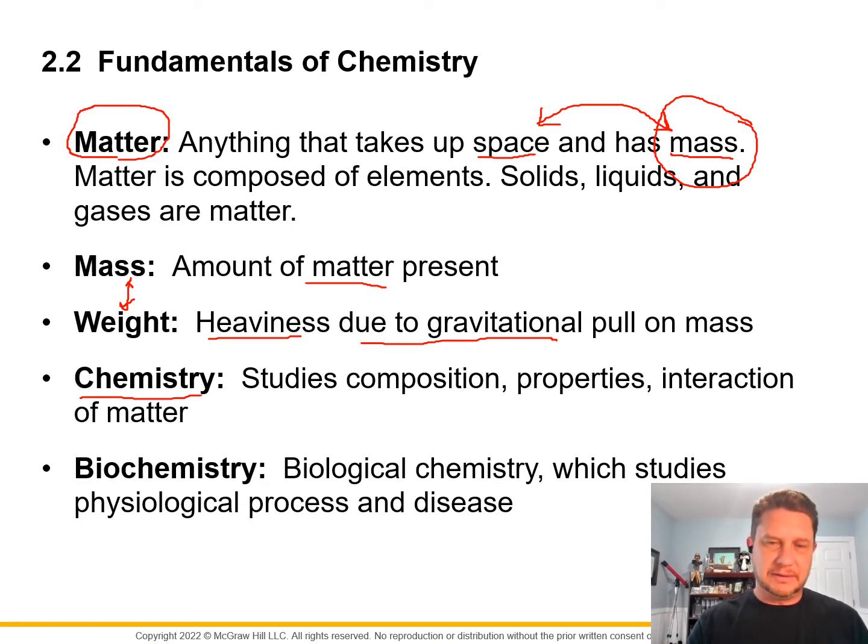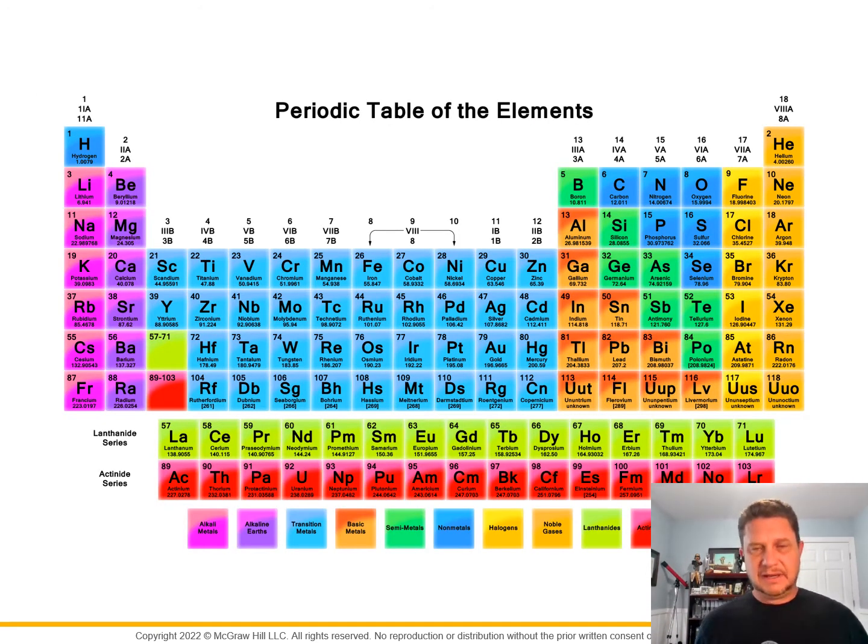Biochemistry is the study of the chemistry of life processes, the biological chemistry. This is just giving you a couple of definitions. The two really important definitions are matter and chemistry, but I hope you understand the difference between mass and weight as well.